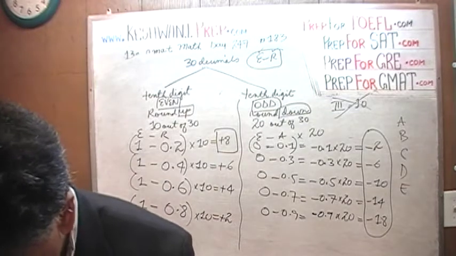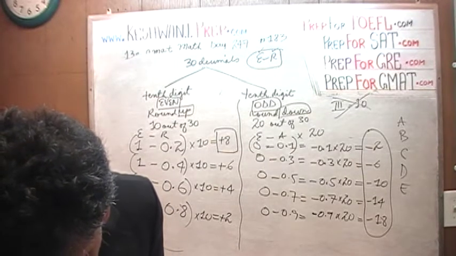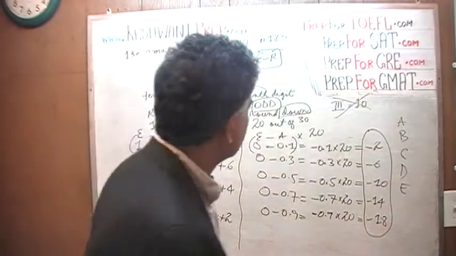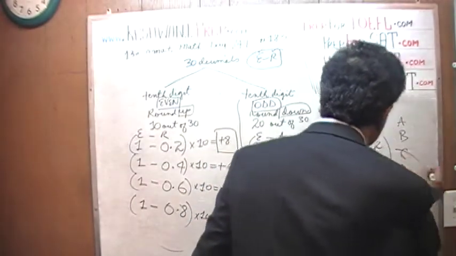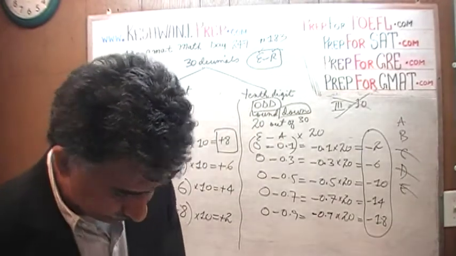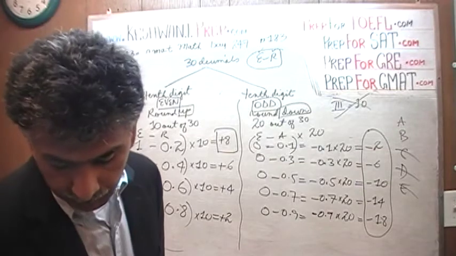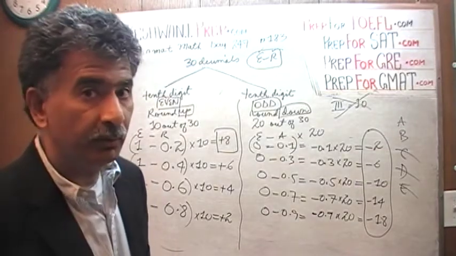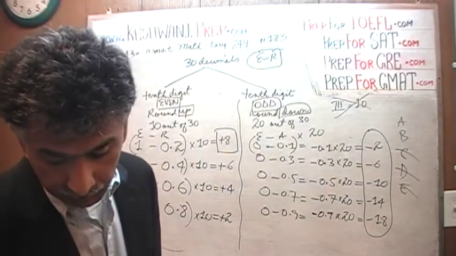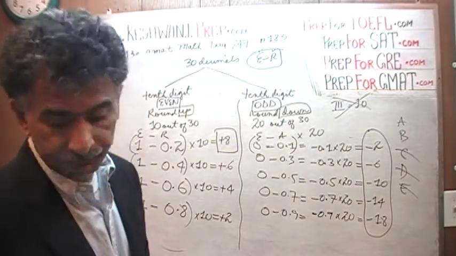Let's see what can be crossed out. E is gone, D is gone, C is gone. Oh, there you go. Well, that helps a lot. E is gone because it has Roman numeral 3 in it. D is gone because it has Roman numeral 3 in it. And C is gone because it's got 3 in it. It's either A or B.